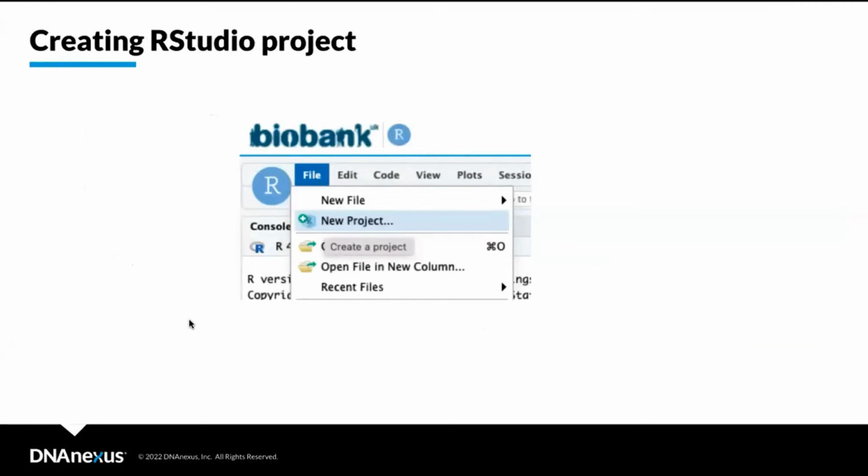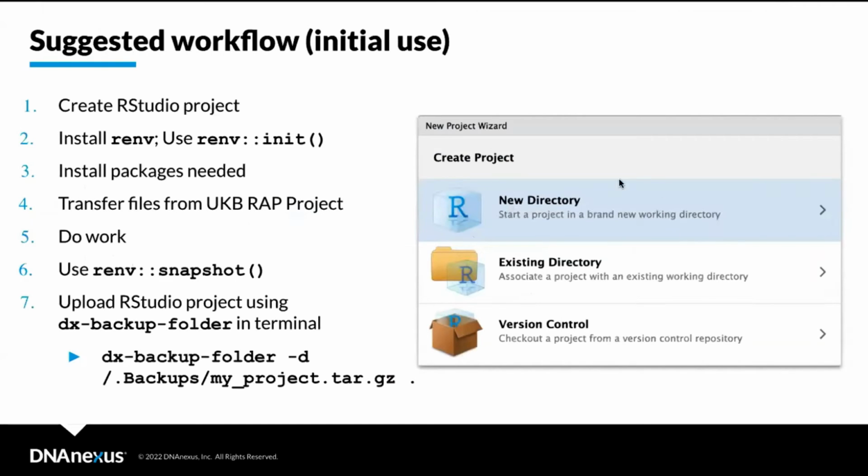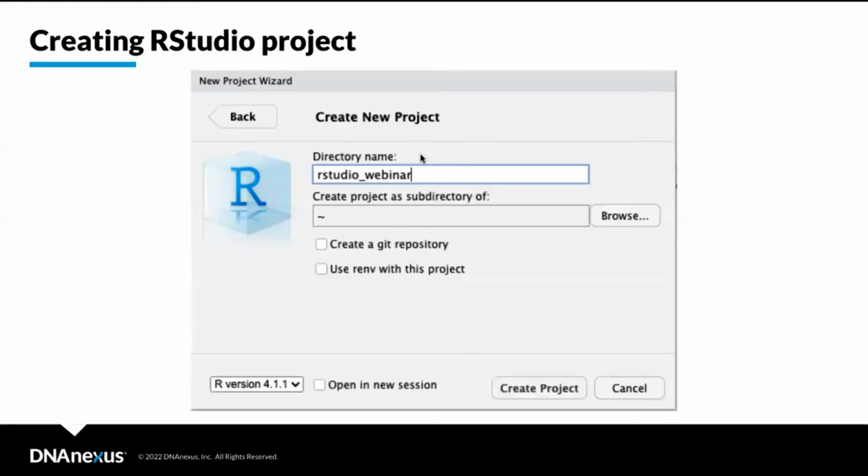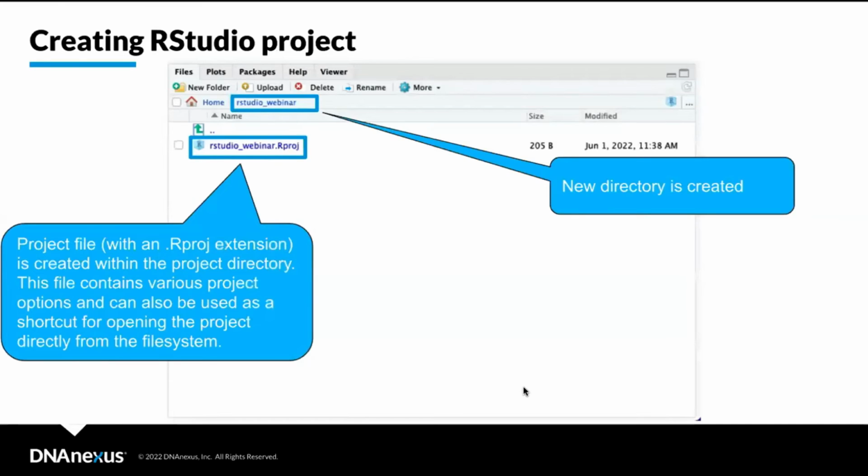So let's talk about creating a project. That is under the file menu. If you go to new project, you'll see this new project wizard dialog box. Here is the next screen, and you'll select a new project, and then give it a project name. In this case, we're calling it RStudio Webinar. Then you can click Create Project, and that will create a project.